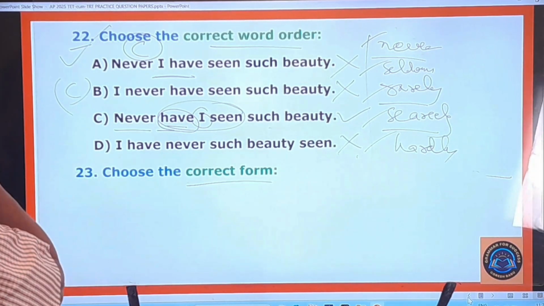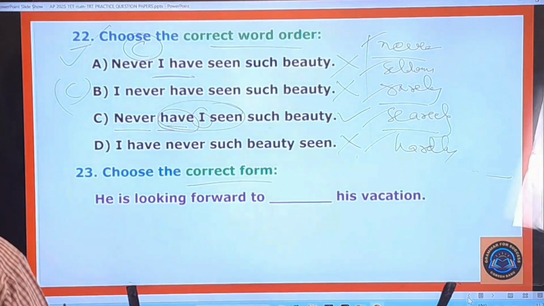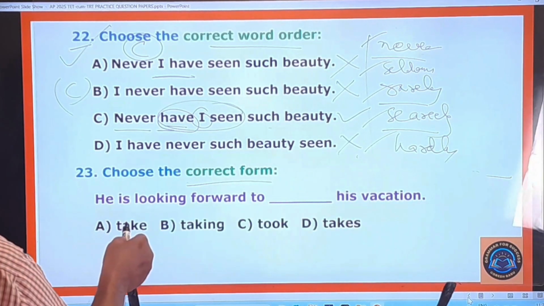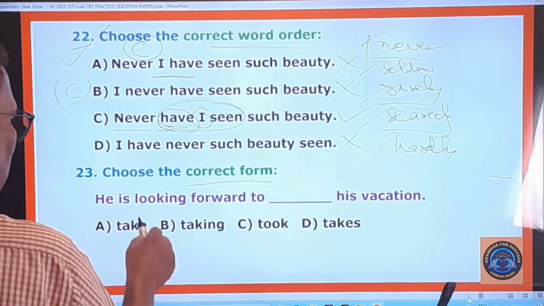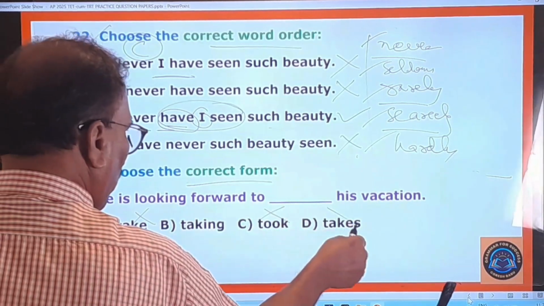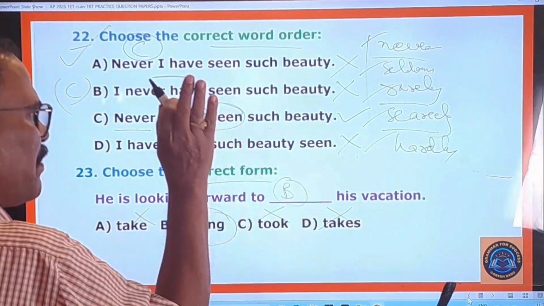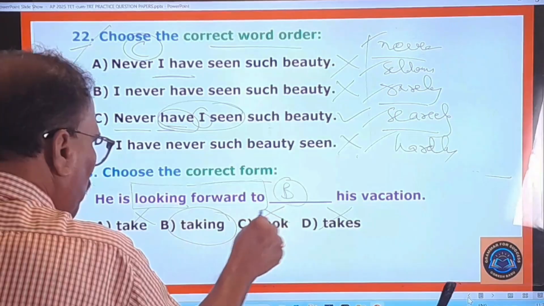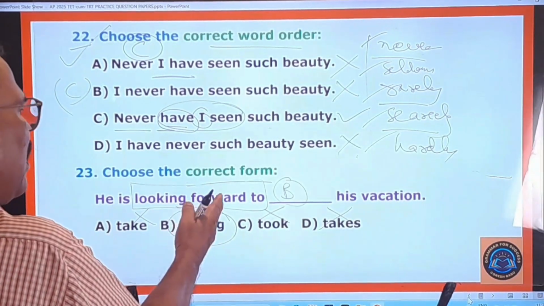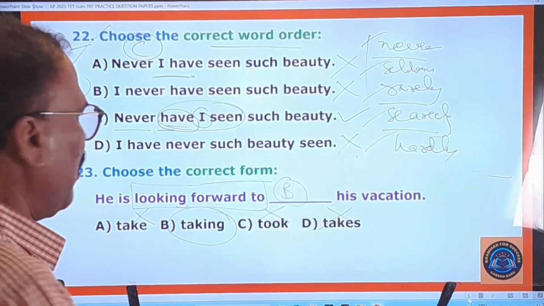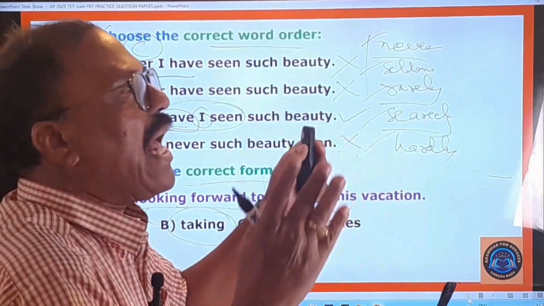What is the question given here? He is looking forward to dash his vacation. So here what are the options given? Take, taking, took, takes. Okay, so these are the options given, and the first one is wrong, third one is wrong, fourth one is wrong. Only taking, this B is the right one. Why? It is because this look forward to is an idiomatic phrasal verb. It's not an ordinary thing. It's an idiomatic phrasal verb. Look forward to, that means anticipating for something with joy and happiness.